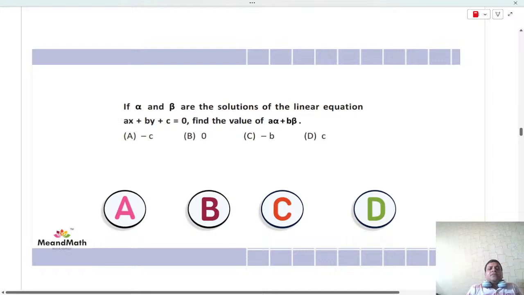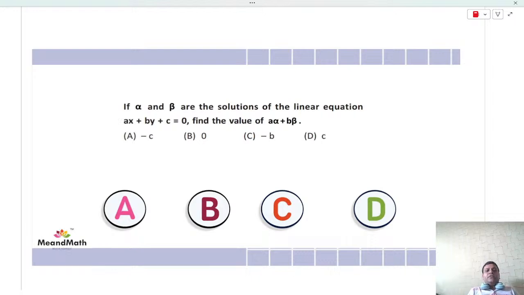If alpha and beta are the solution of the linear equation ax plus by plus c is equal to 0, find the value of a alpha plus b beta. What should be the answer here? I think you all can give the answer to this question. That's an easy one.